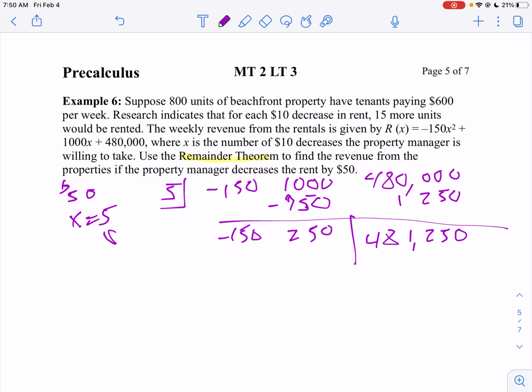So there is my answer. So if I would decrease the rent by $50, we would have an income of $481,250. Now, if we notice, if we put in 0 for x, we would have 480,000. So if you decrease the rent, you're actually going to make more money because you're going to rent more places. The question is, at what point does that change?